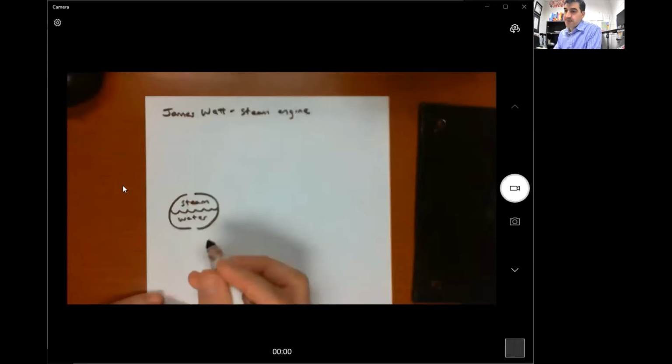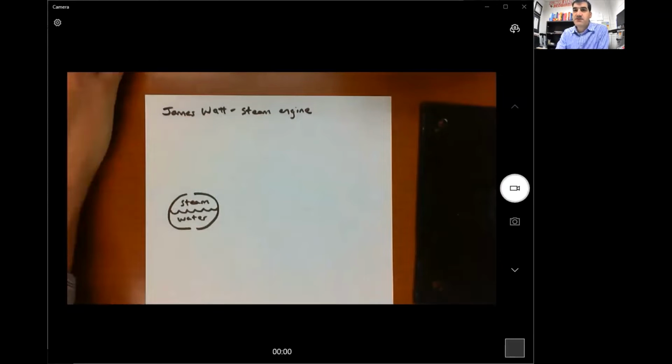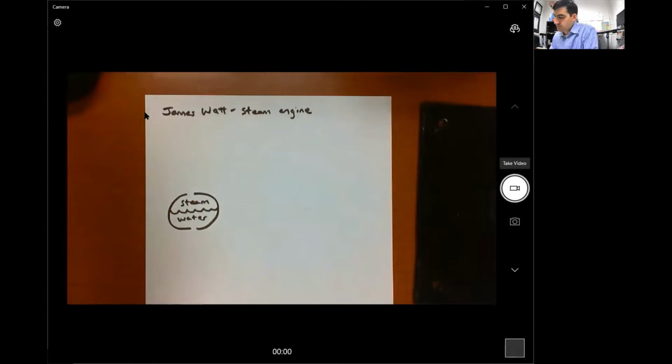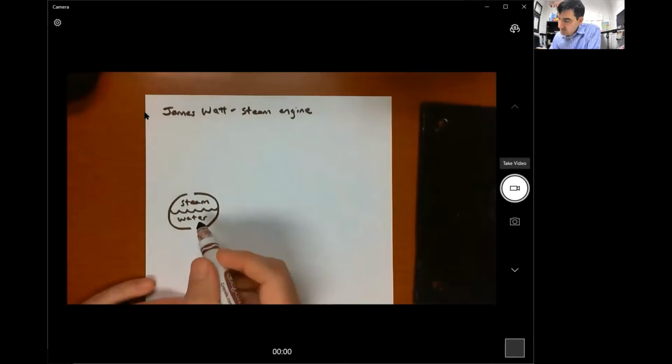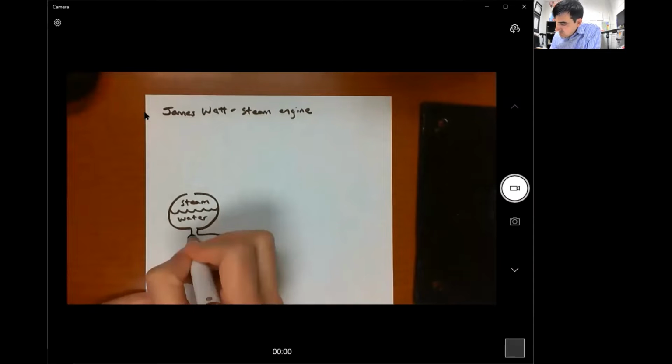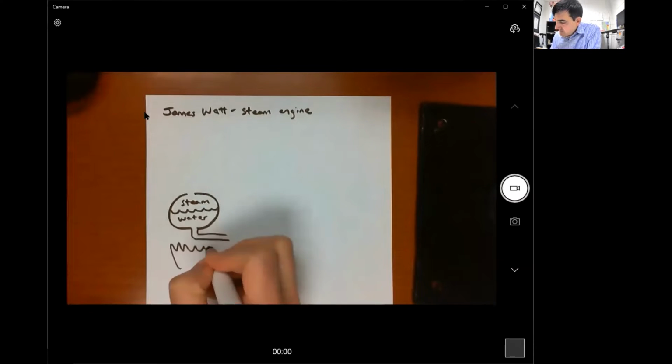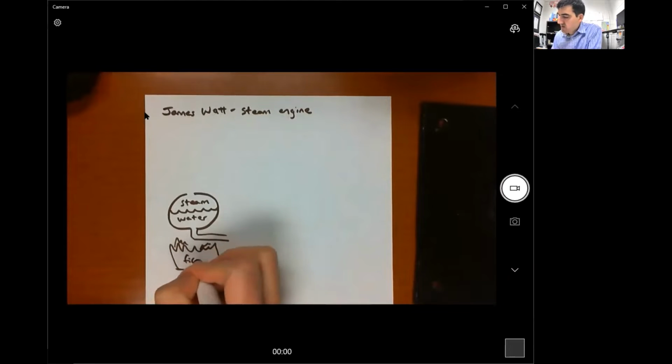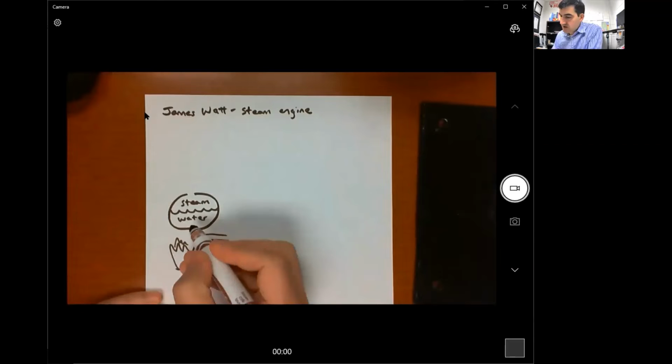And we've still got the combustion. The combustion of the fuel is still what created the steam, what turned the water into steam. So we've still got our water pipe. We've still got the fire down here where we're burning something. And that fire is what turned the water into steam.